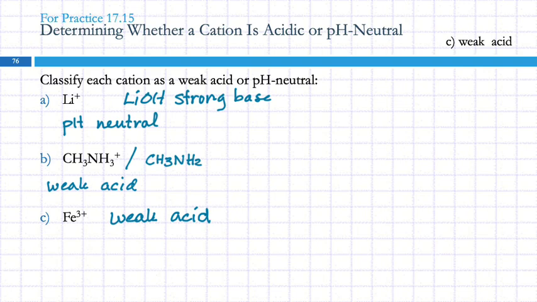Lithium ion cannot act as a weak acid. It can't donate hydrogen ions. But the way the book categorizes them, it says this is the counter ion of a strong base. So a strong base would be lithium hydroxide. So these two don't fit exactly the same pattern, and there's nothing I could do about it. It is a little confusing.